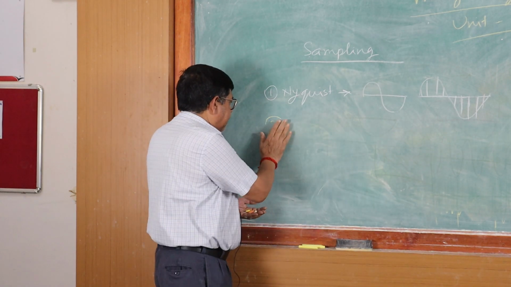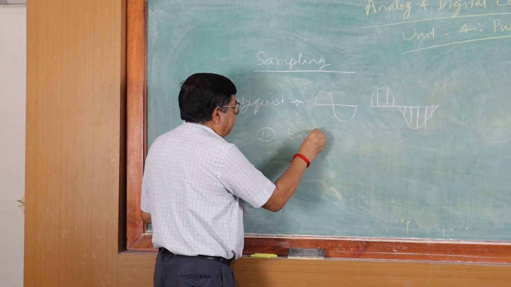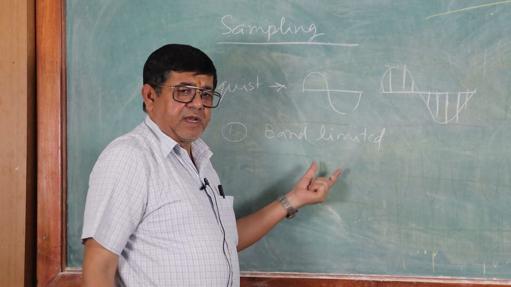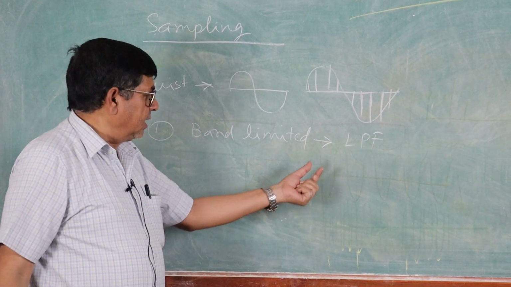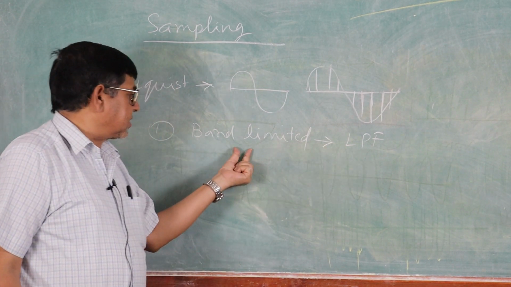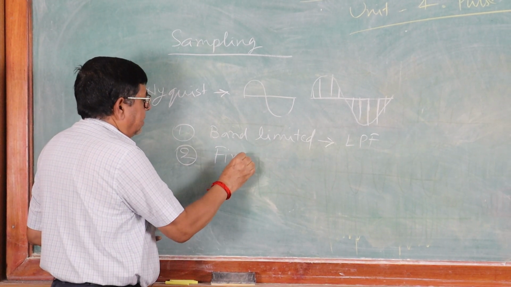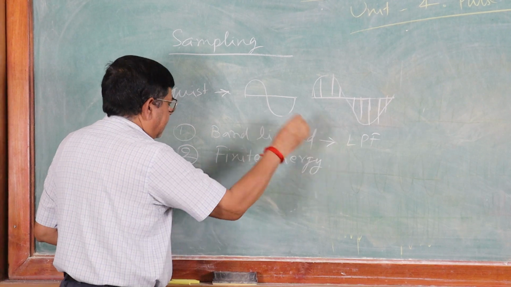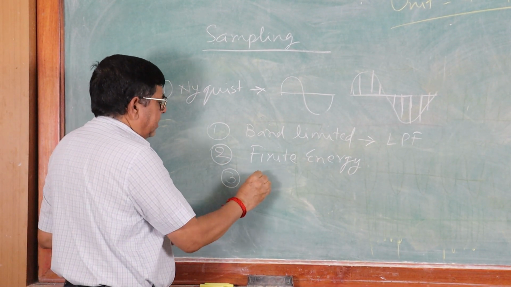So there are 3-4 conditions. One is the signal should be band limited, and in order to make it band limited, we use a low pass filter so that we receive only the wanted band of the signal, not unwanted. First condition is this. Second condition is it should have finite energy. One more condition is, but that is not that much valid: the signal should be a real valued signal.